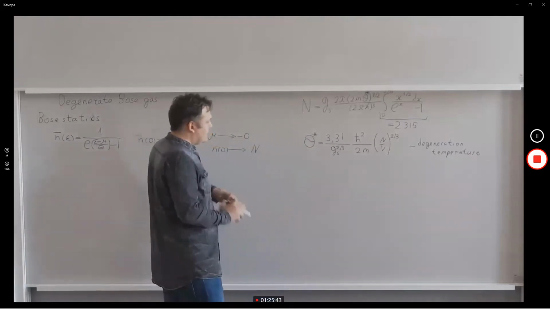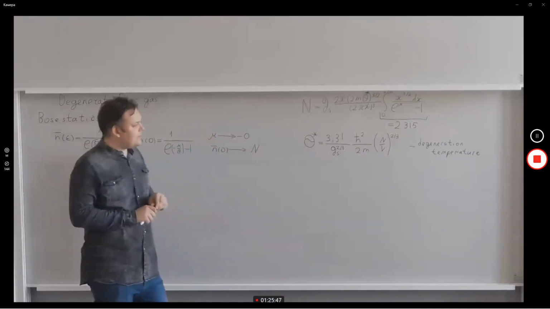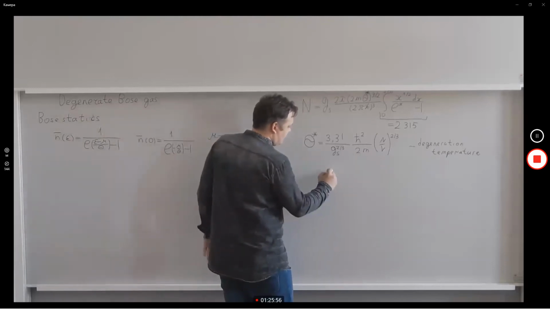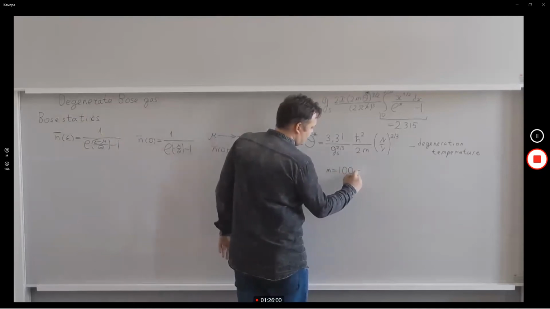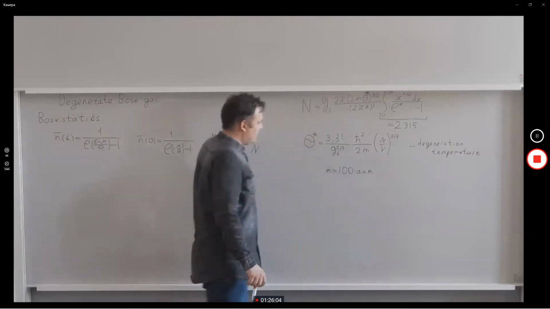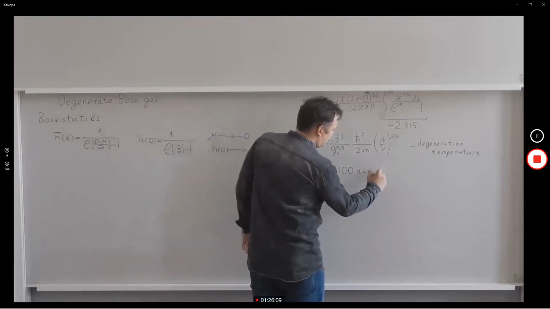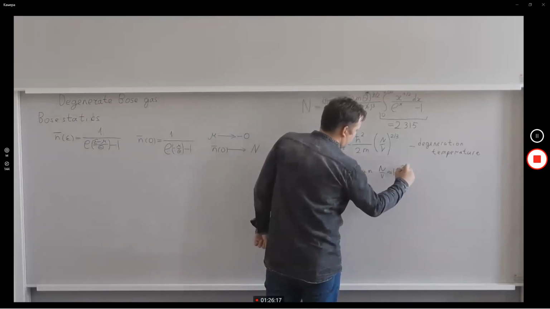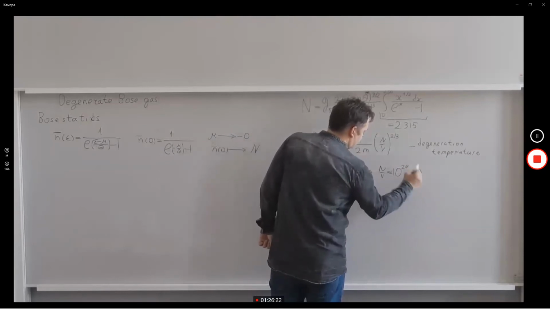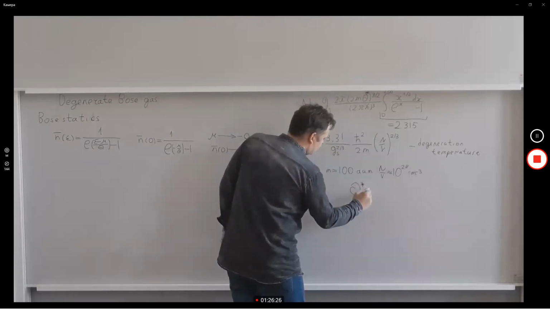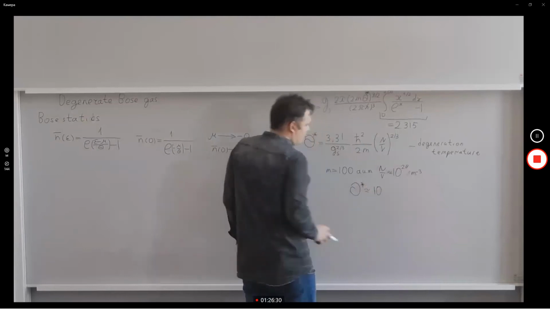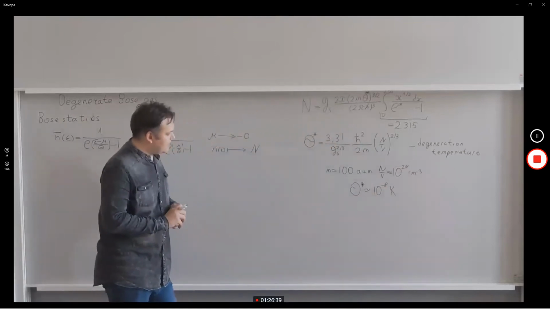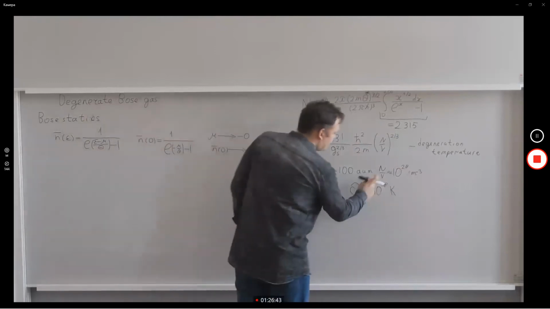The value theta asterisk is indeed very small. If we take the mass of an atom around 100 atomic mass units and the concentration N divided by V of order 10 to the 28th centimeters to the minus third, we get theta asterisk equal to something multiplied by 10 to the minus 8 kelvins. So it's a very, very small temperature.